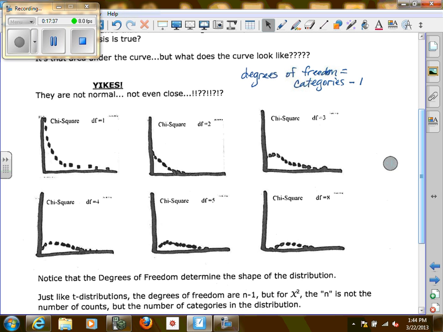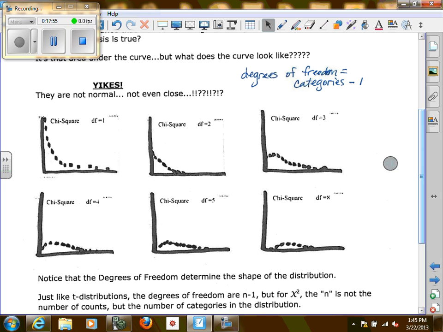N-1. Okay, n-1. That's what we've done in the past. Very good. So that would mean your number in your sample minus 1. Well, in some cases that could be 50, because 51 minus 1 could be 50. That is not the case for chi-squared degrees of freedom.